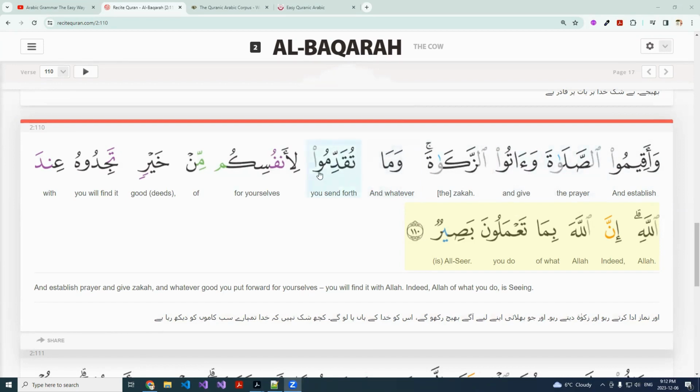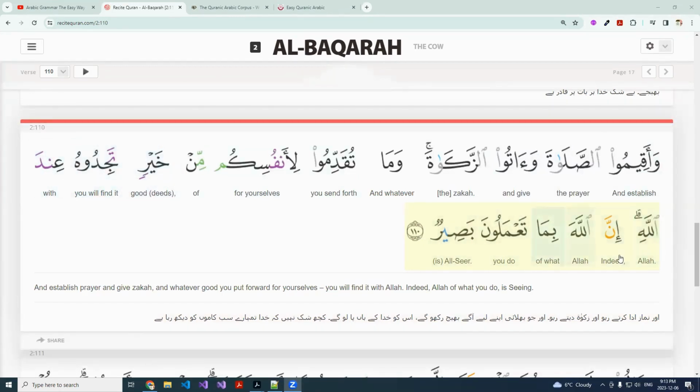This is also a verb. And li anfusikum, the lam here is lam jara, and anfusikum is mudafun ilayh. Min is also a harf. Khairin is a noun. Tajiduhu is a fail. Indallahi, this is mudafun ilayh, or we can also call it jar majroor.